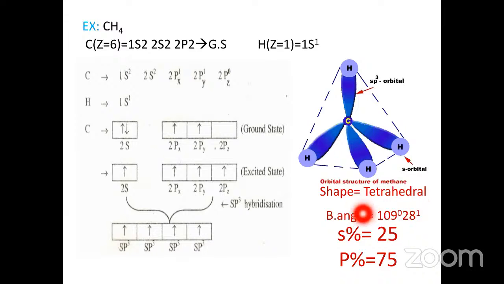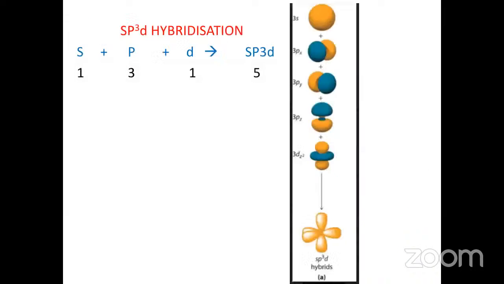Then the s percentage. In this sp3 hybridization, how many s orbitals are present? Only one s orbital. So the percentage of s is equal to 1 by the total number of orbitals in this sp3 hybridization. So 1 by 4 into 100, and we get 25 percent. Then the percentage of p: in this sp3 hybridization, how many p orbitals are present? 3 p orbitals. So 3 by the total number of orbitals, 3 by 4 into 100, and we get 75 percent.